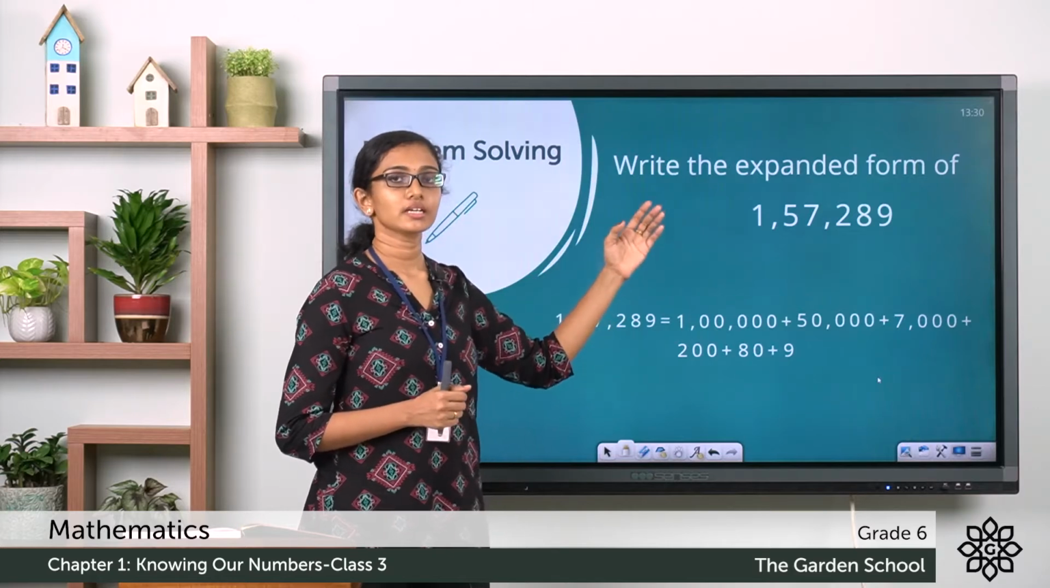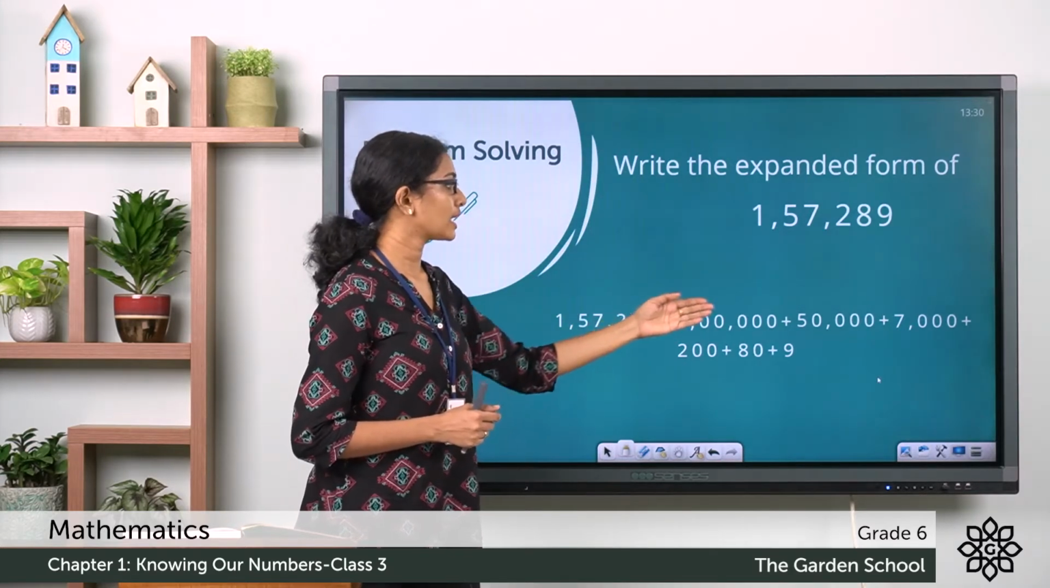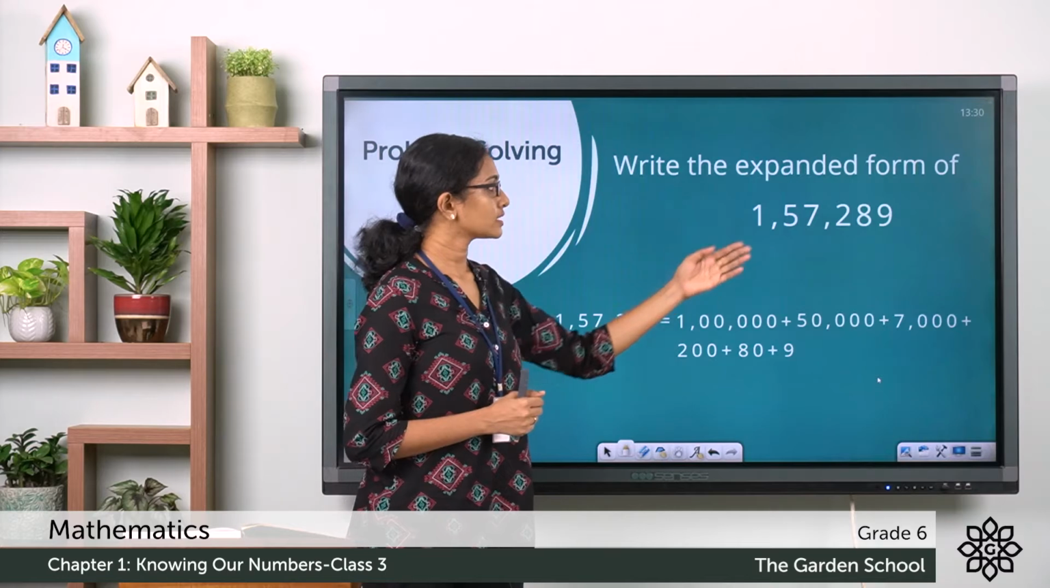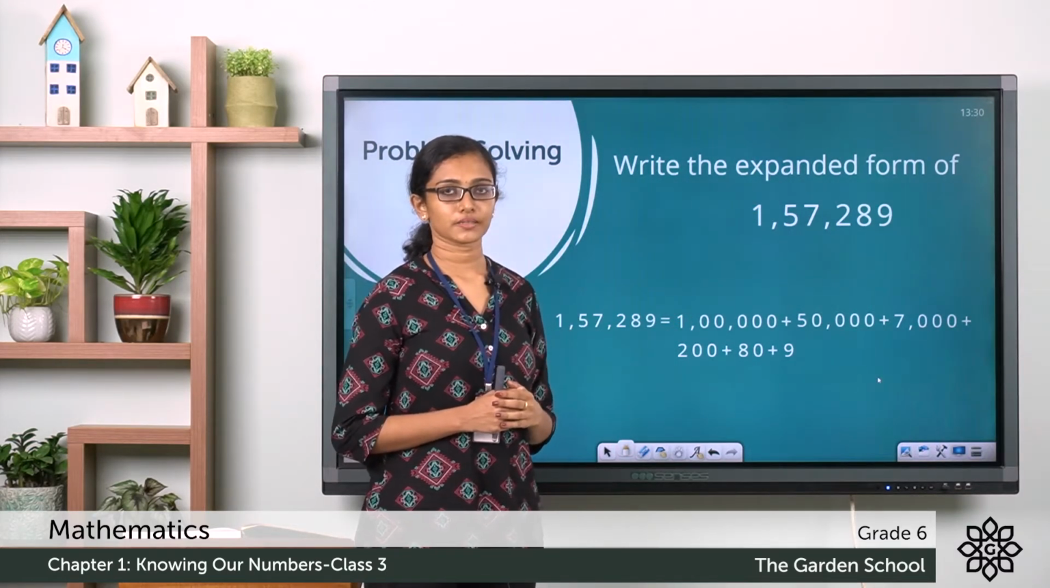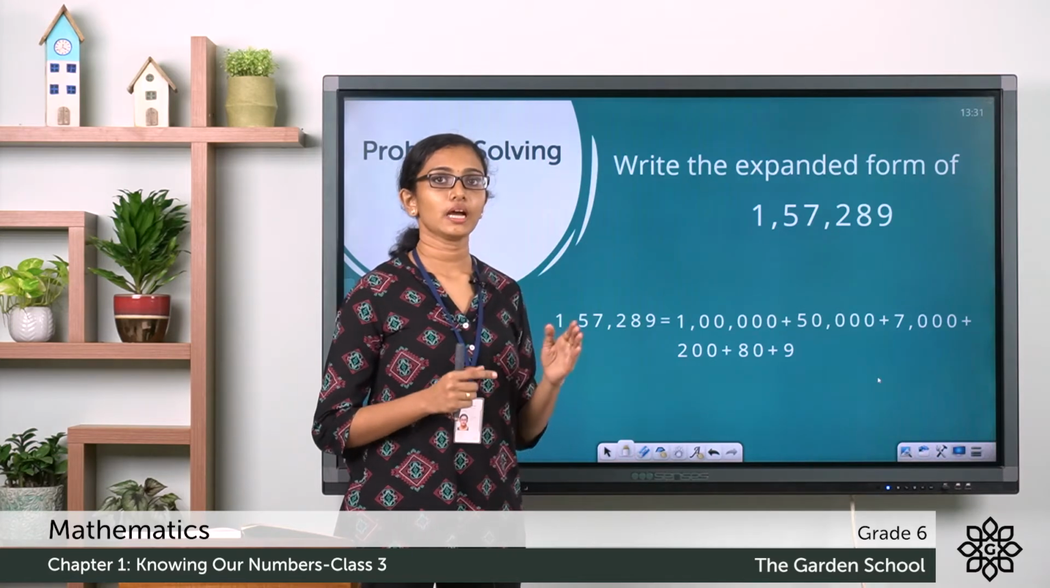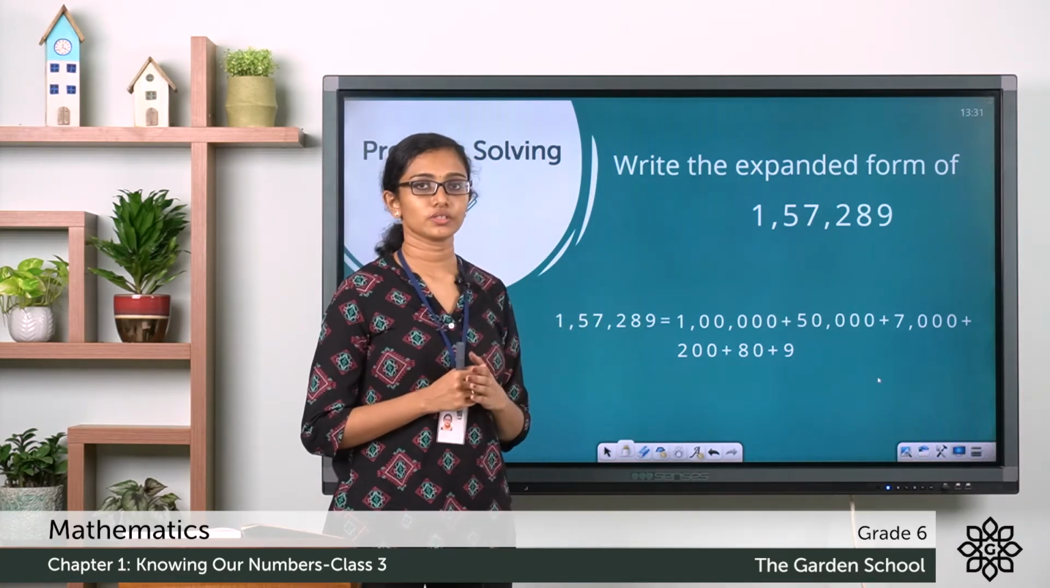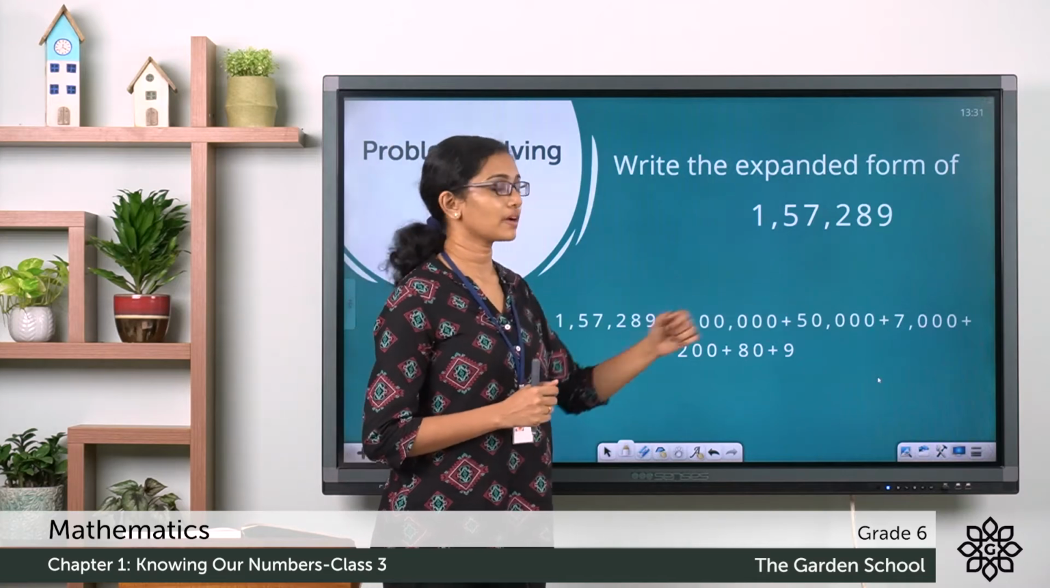Here it is 1. The place value of 1 here is 1 lakh. Then the place value of the next digit, 5, is in the 10,000s place. So its place value will be 5 times 10,000 or 50,000 that we have written here.